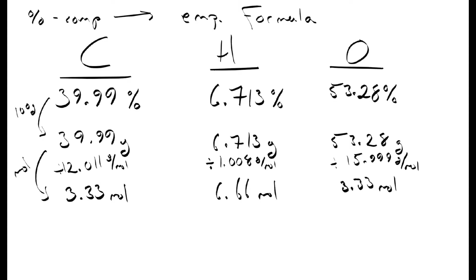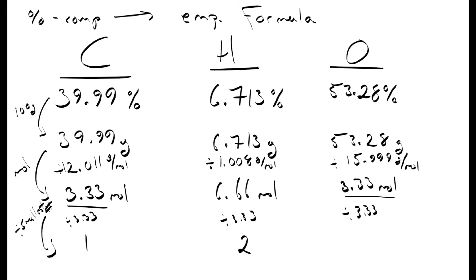You may have already spotted the pattern here, but the next step, divide by the smallest number. In this case, that's 3.33. It showed up twice. So you divide by 3.33, divide by 3.33, divide by 3.33. That gets you 1, 2, 1. This is a fairly simple and straightforward example because that means that the empirical formula is CH2O. And that's where we have to stop for this particular problem because I didn't give you the last bit of information necessary to get the chemical formula.